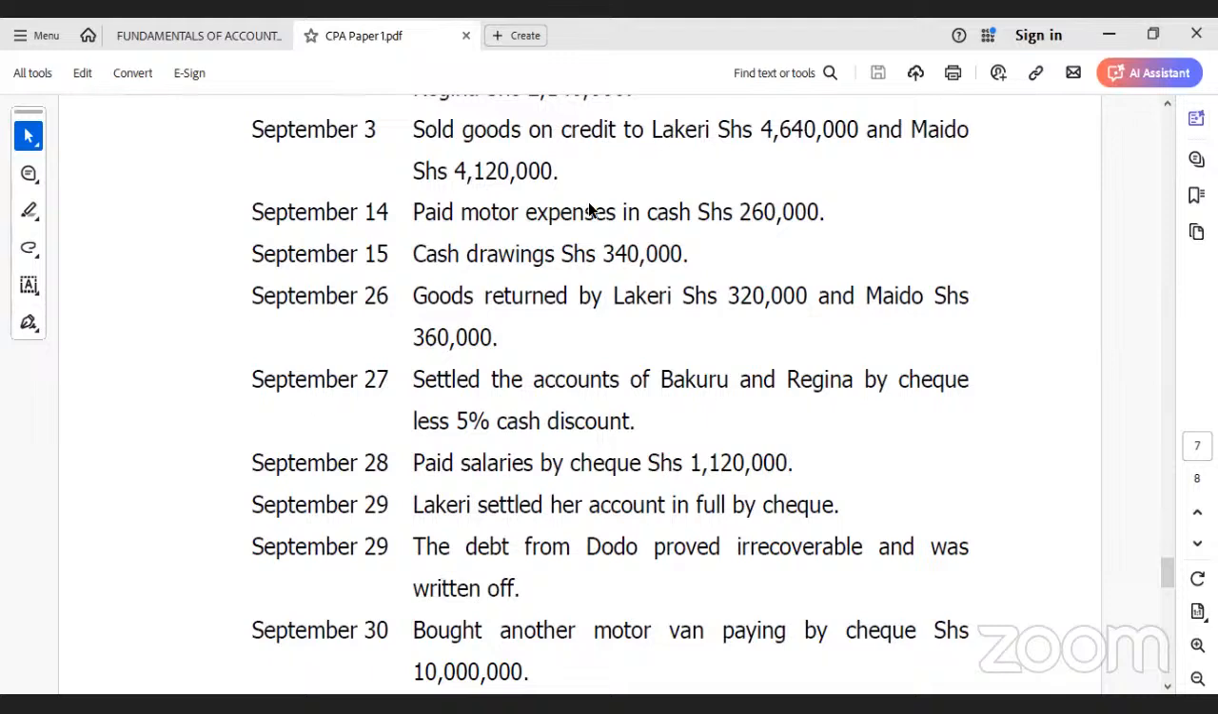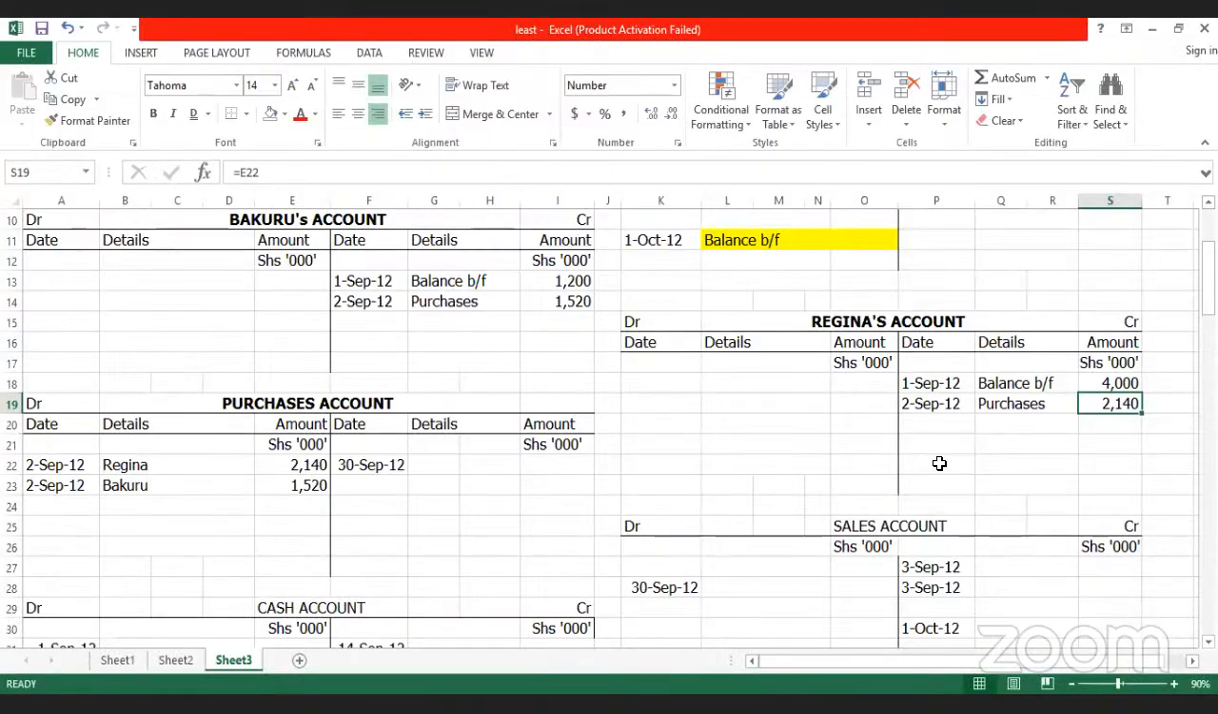Lakiri's account, Maido's account, and then the sales account. Prepare those 3 accounts.